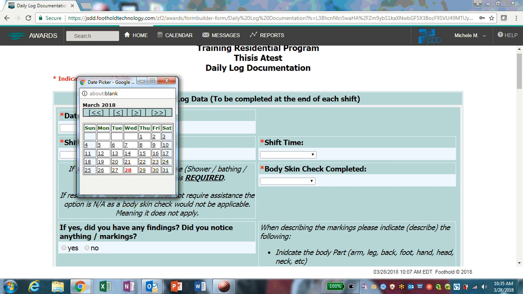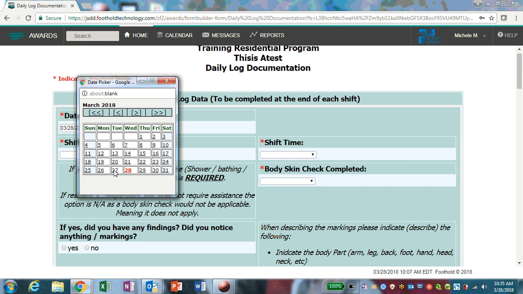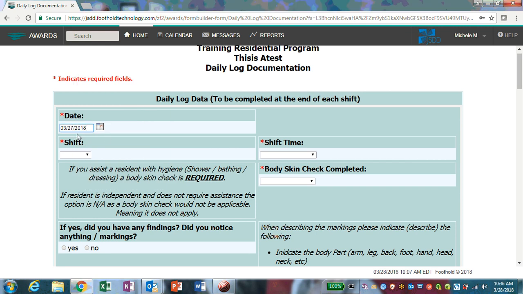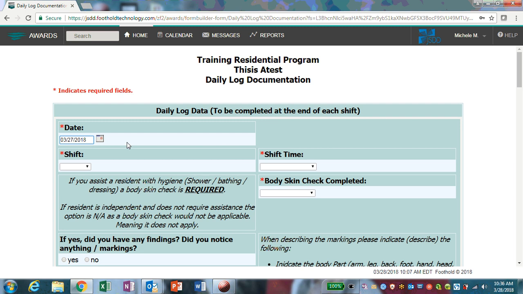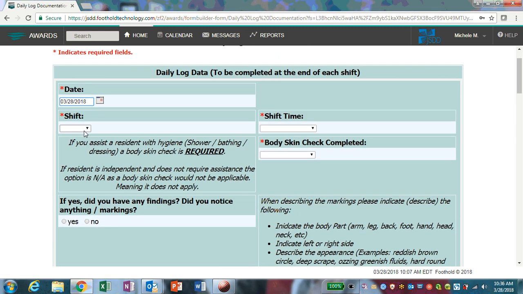If I was working the overnight shift, and it's the morning of the 28th, then I want to make sure that I enter the day before. That's for overnight shifts, the day before. The reason is that you're describing the entire shift, and the shift started the previous day. So I'm just going to do a morning shift.